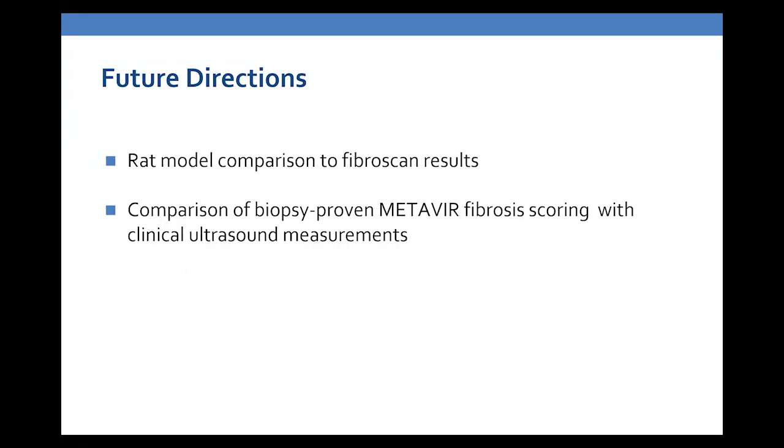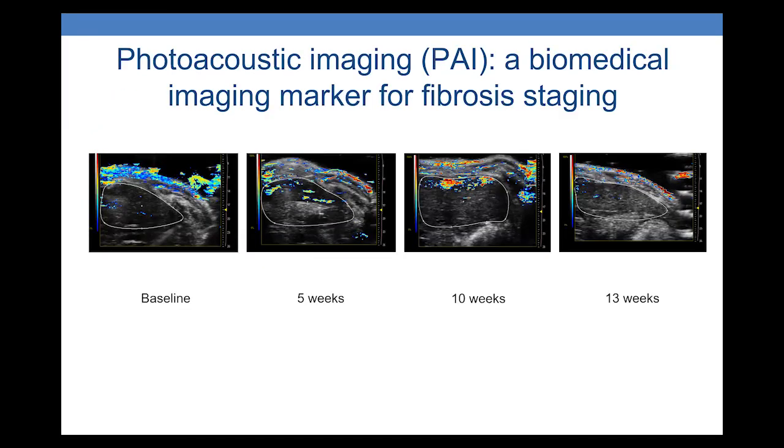As a future direction, we were thinking of comparing our findings with FibroScan, which is in use, and there are lots of studies using FibroScan, and comparison of biopsy-proven METAVIR fibrosis scoring with clinical ultrasound measurements. Lately, we've been studying photoacoustic imaging as a possible imaging biomarker for fibrosis staging.